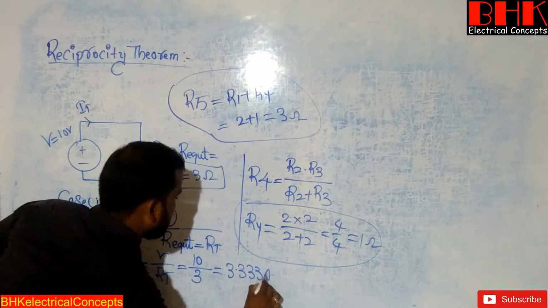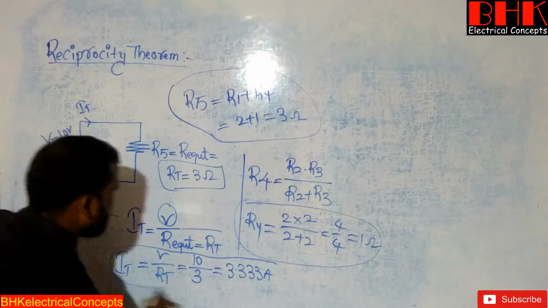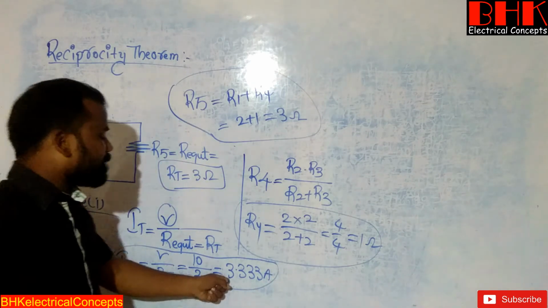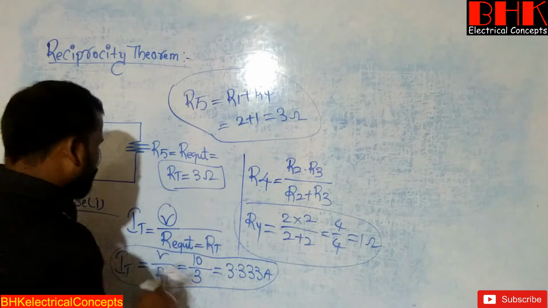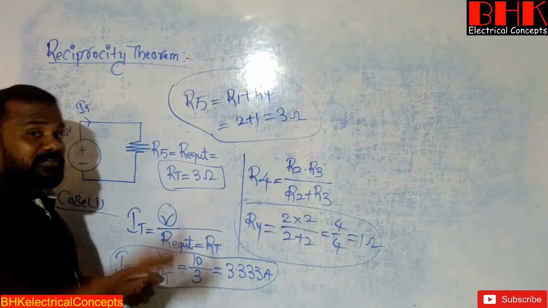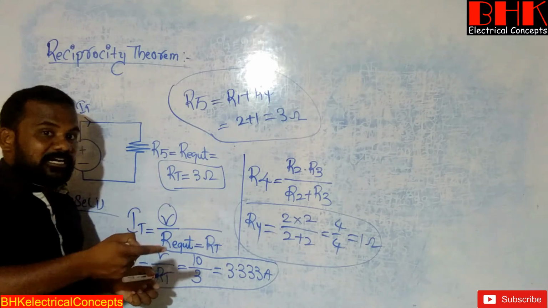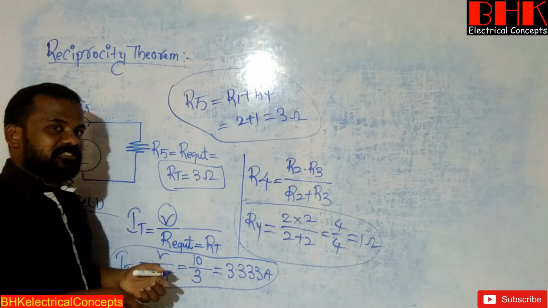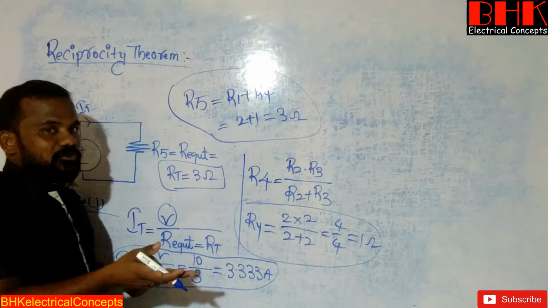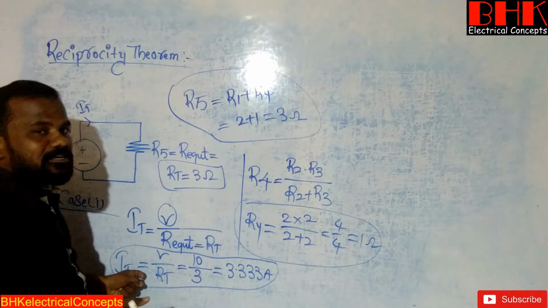3.333 amperes of current flowing in the circuit. It means the total current flowing in the circuit is 3.333 amperes. Now you know the value of total current. Now what we need to do? Actually we need to find the value of current which is flowing in the load resistance, that is R3. To find that particular load current, we need to use the current division rule.